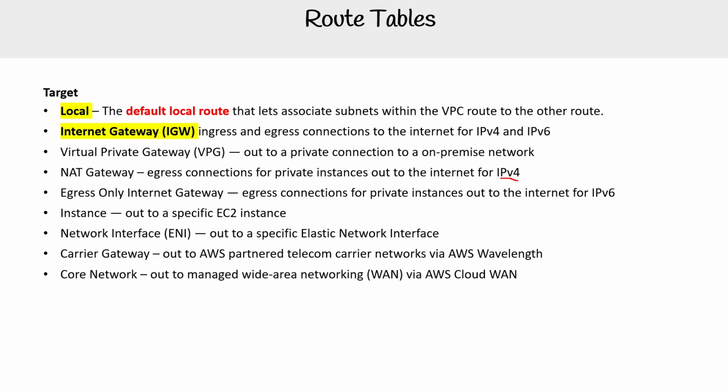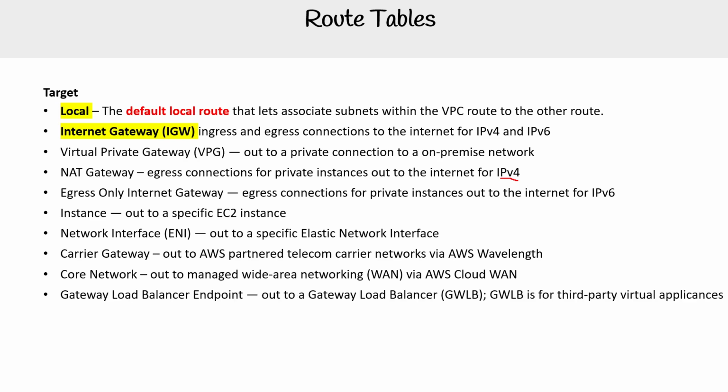We have core network. This is out to a managed wide area networking. So that's WAN, W-A-N, and this is specifically via AWS Cloud WAN. We have gateway load balancer endpoints. This is out of a gateway load balancer, a GWLB, and GWLBs are for third-party virtual appliances.